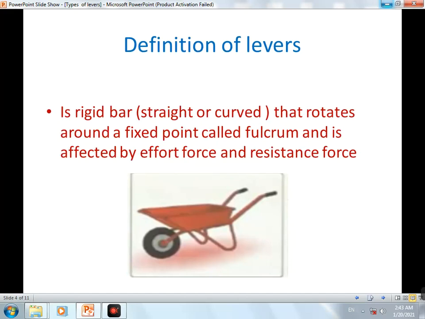Levers: it's a rigid bar, straight or curved, that rotates around a fixed point called fulcrum and is affected by effort force and resistance force. Again, a rigid bar, straight or curved, that rotates around a fixed point called fulcrum and is affected by effort force and resistance force.